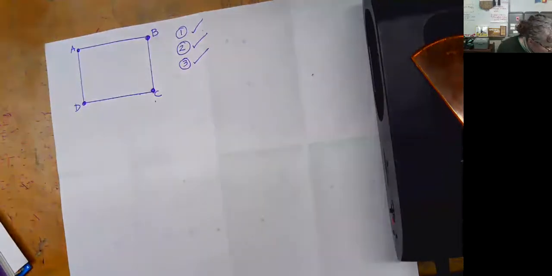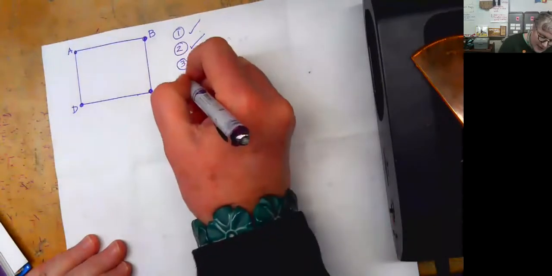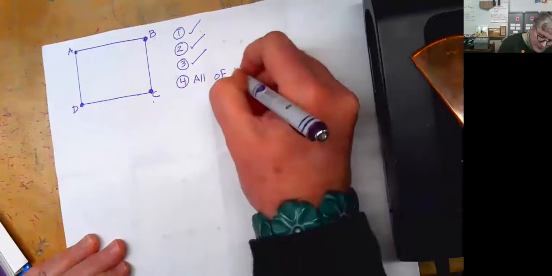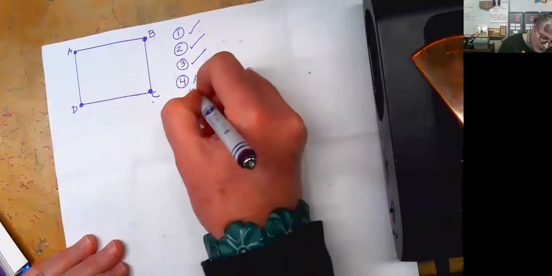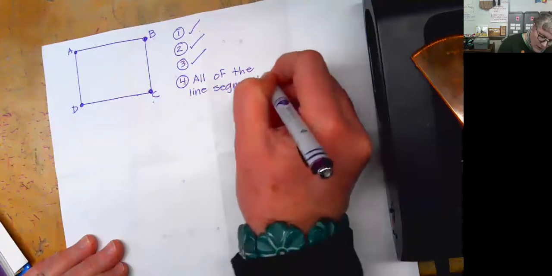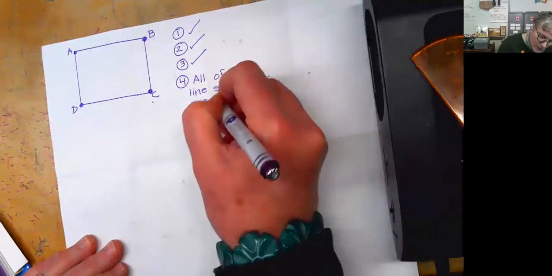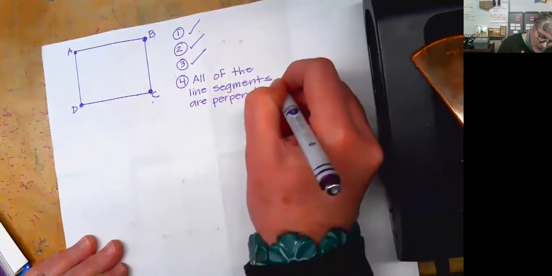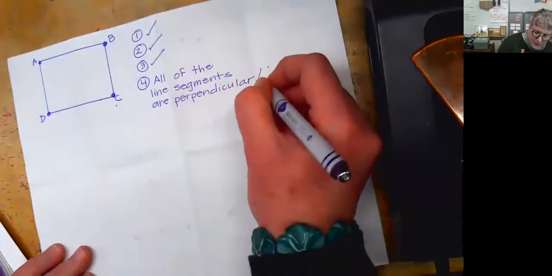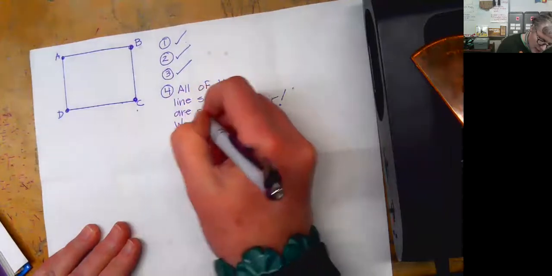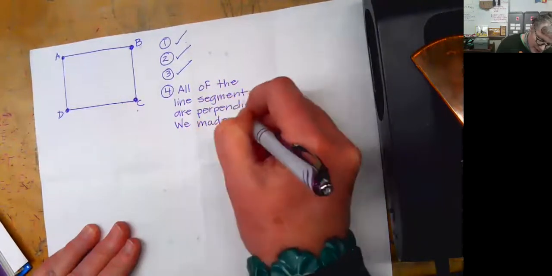What do you notice about the two line segments you have drawn? What shape did you form? So number 4, we could say all of the line segments are perpendicular. Perpendicular. And what did we make? We made a rectangle, right? We made a rectangle.